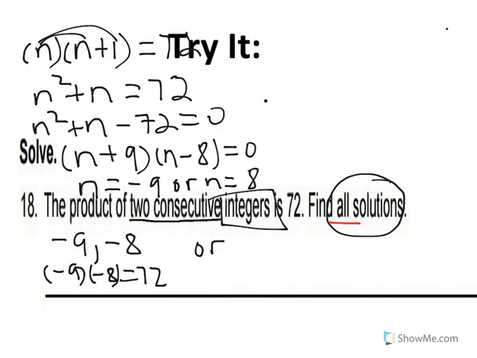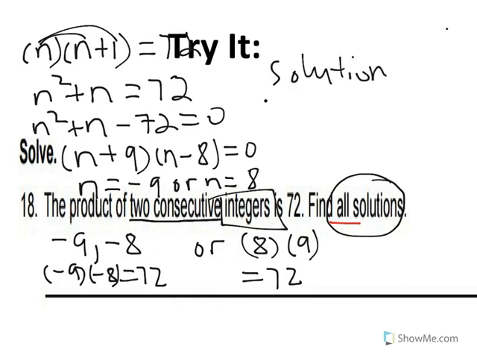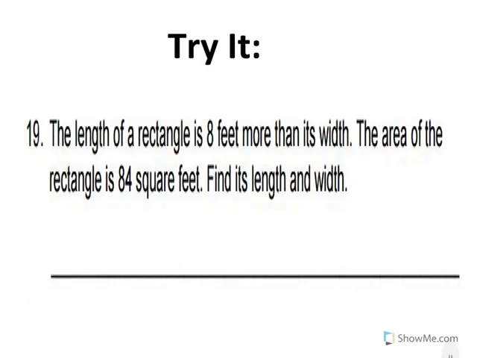Or we could have the other solution, 8 and 9, because 8 times 9 is also 72. Okay, so then our solution is negative 9, negative 8, or 8 and 9. Okay, let's go on to our next one.